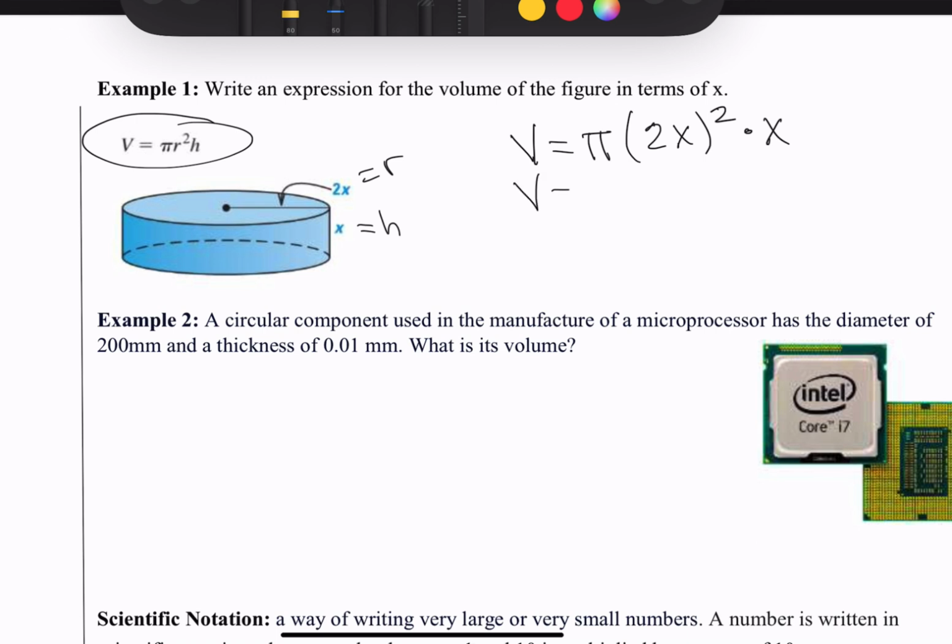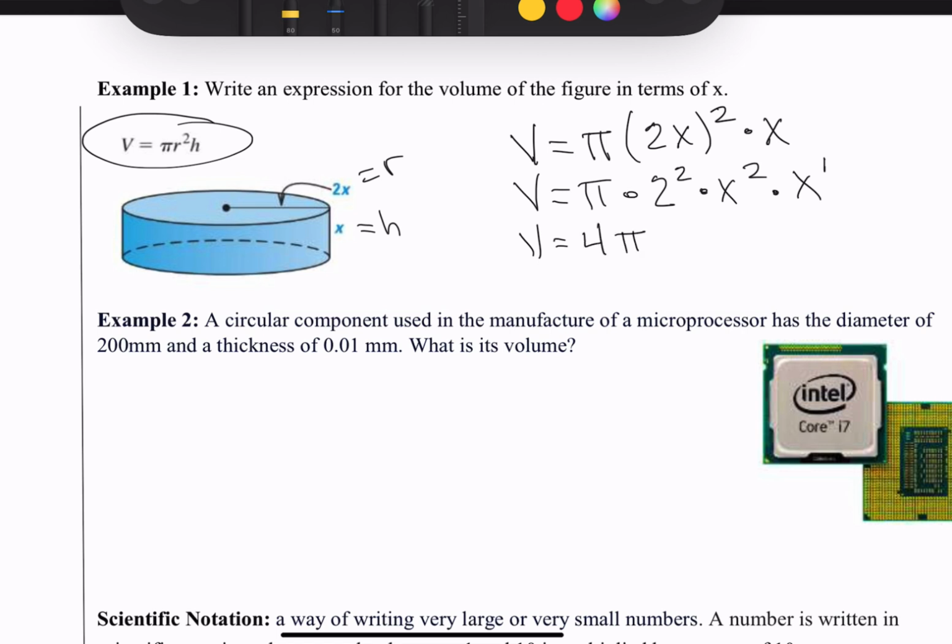So we'll rewrite this as volume equals pi times, now 2 gets squared, and so does that x, and then I still have another x out there. Now this last x does not have a power, which means that it is to the first power. Okay, so now I'm going to focus on my numbers. So 2 squared is 4, and pi is pi, approximately 3.14. So volume is going to equal 4 pi.